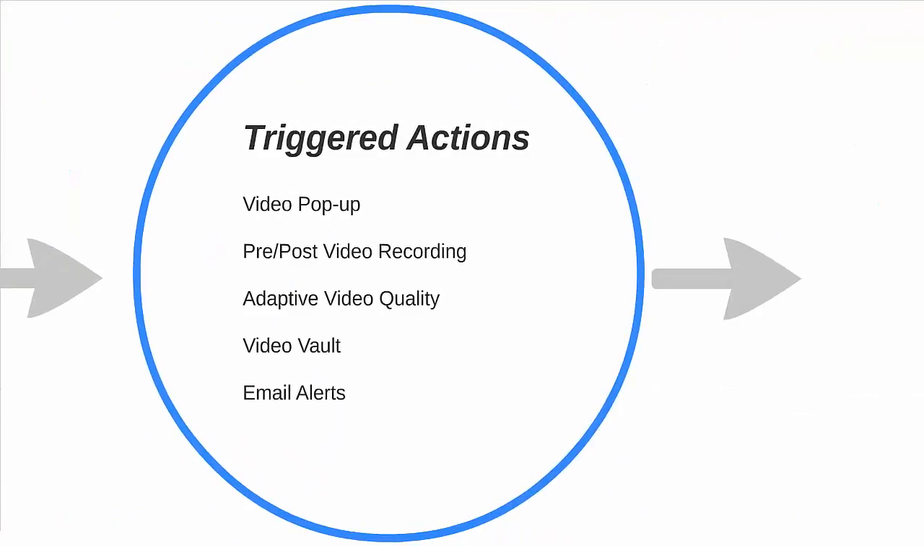Under triggered actions, we can have video pop up. So if there's a guard sitting at a station and somebody presses a panic button on the DSC system, maybe it's City Hall, and for whatever reason the receptionist at the front desk presses the panic button, we can have video pop up on that guard's screen.